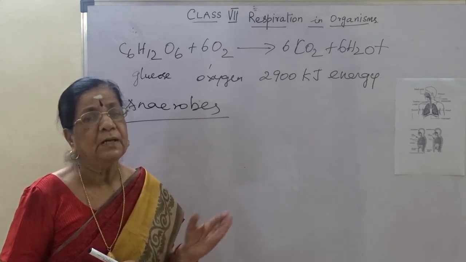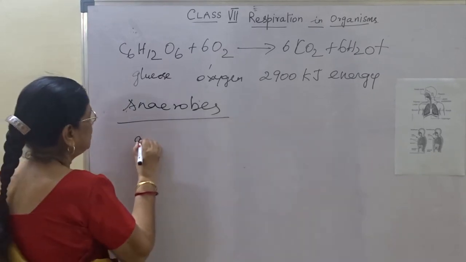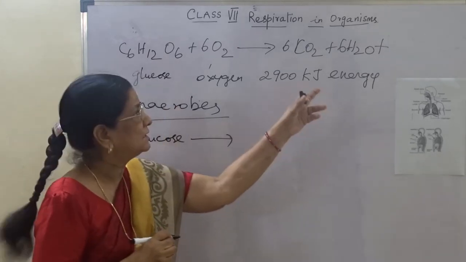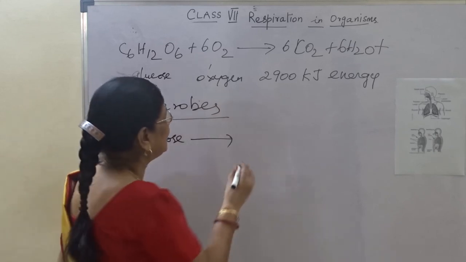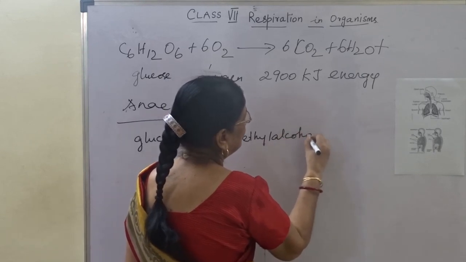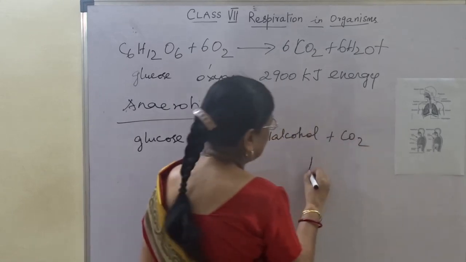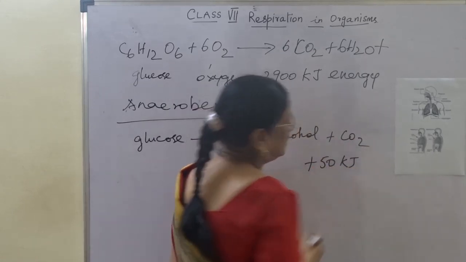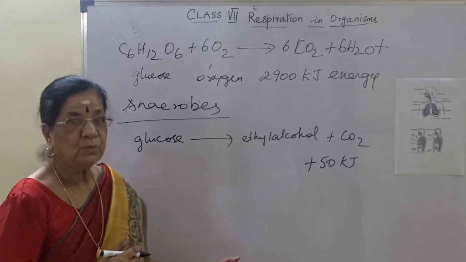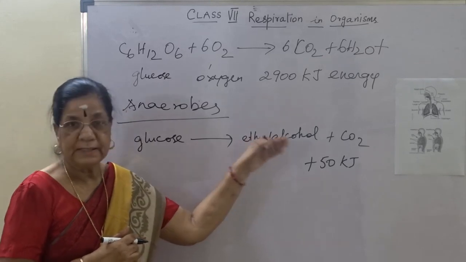And this another one, say for example, it is taking place in the absence of oxygen. So what happens? Glucose, in the absence of oxygen, instead of carbon dioxide and water with energy, forms ethyl alcohol. Carbon dioxide and ethyl alcohol will be formed, and the energy will be very little, 50 kilojoules of energy. So this anaerobic respiration is the formation of ethyl alcohol.